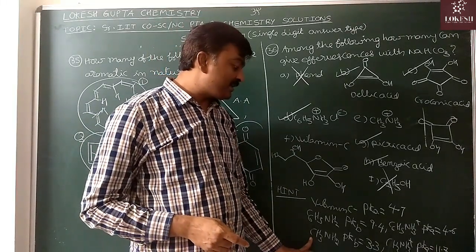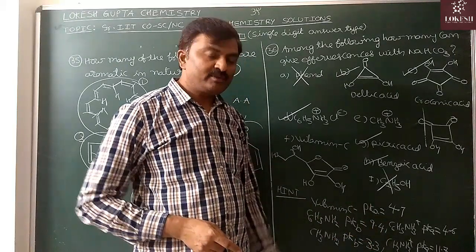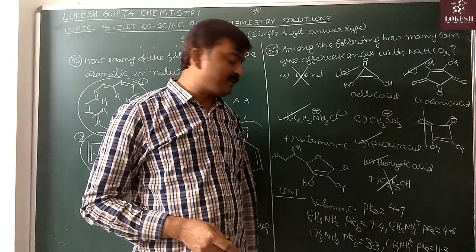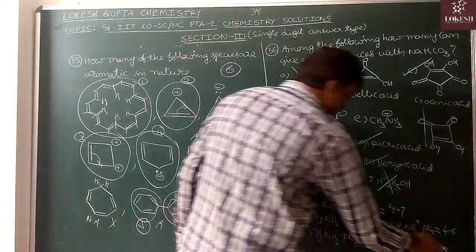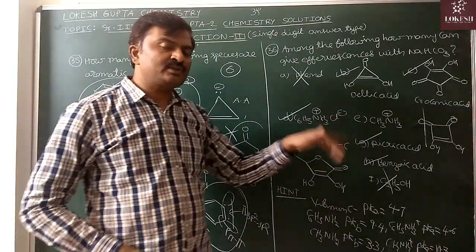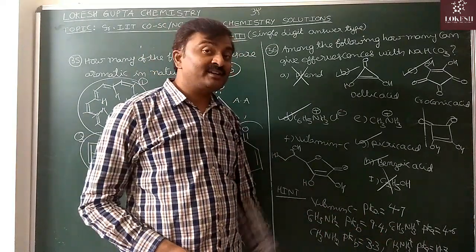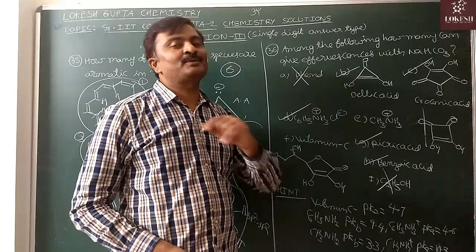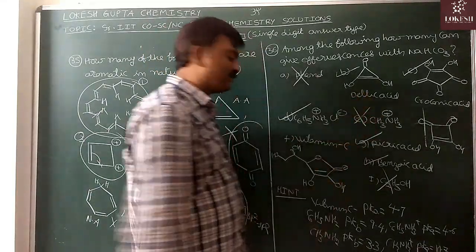Next, methylamine pKb value is 3.3. Now for the methylammonium ion, pKa value is 14 minus 3.3, that is 10.7. Now this pKa value is more than 7.1. So the methylammonium ion is less acidic than carbonic acid. So it cannot give effervescence with sodium bicarbonate.